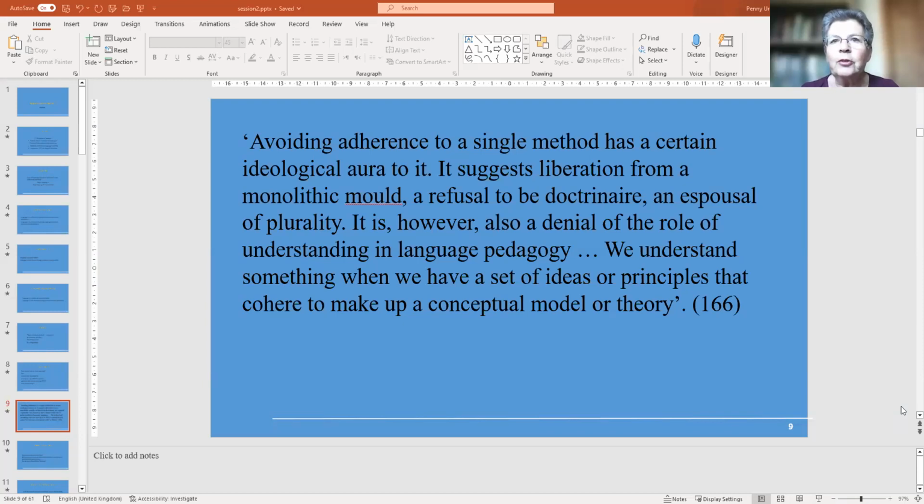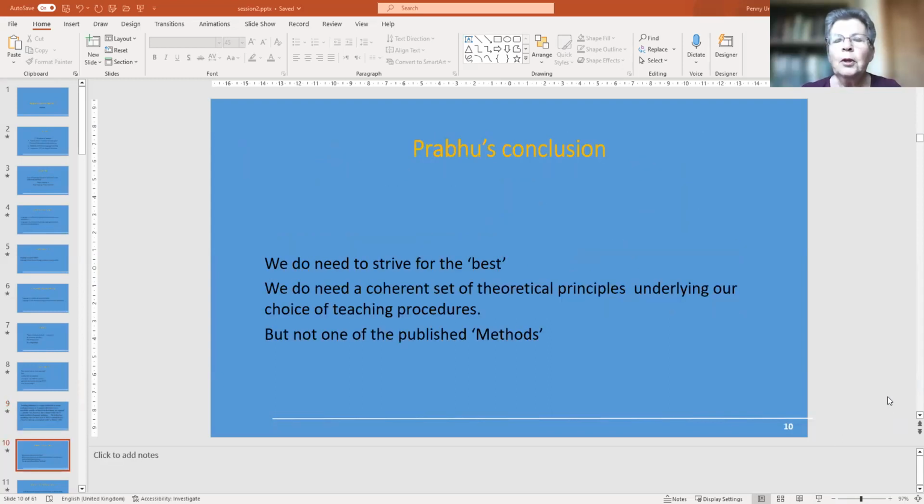We understand something when we have a set of ideas or principles that cohere to make a conceptual model or theory. And what he's implying is that we do actually need a method, or we do need a theory. We need an underlying rationale which we believe in and which is the basis of our teaching. We do need, he's implying, to strive for the best. We do need a coherent set of theoretical principles.